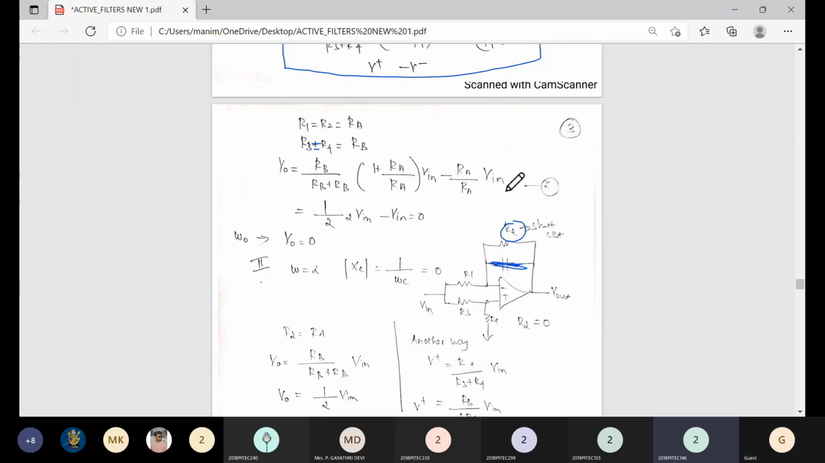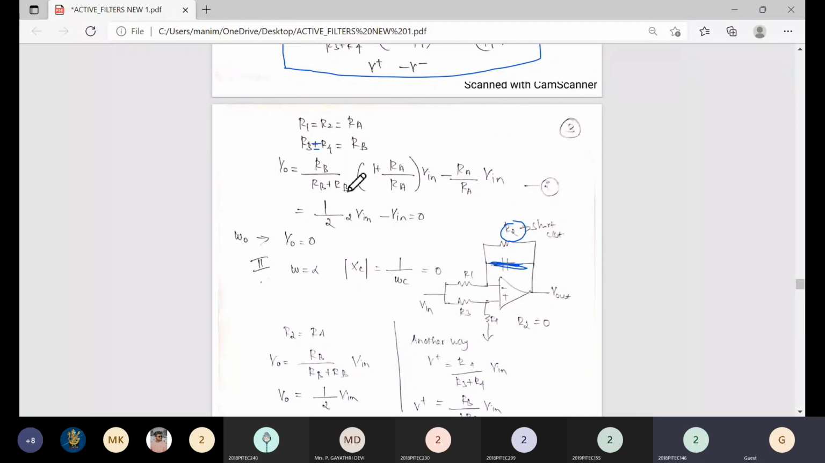Already we derived the output equation. So only we consider this resistance, right? We don't consider the R2 resistance. But in the problem, they are given R2 equal to RA. So we don't consider this RA, that is RA means it is 0, it is also short circuit. So the resistance value is 0. So V0 equal to RB divided by RB plus RB, right? So this is 0, and we are getting 1. Anyway, it is Vn, right? So this is 0.